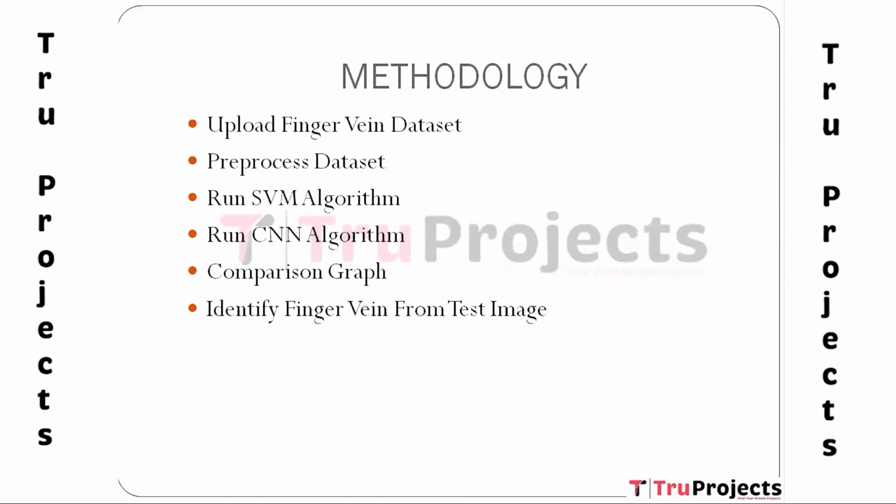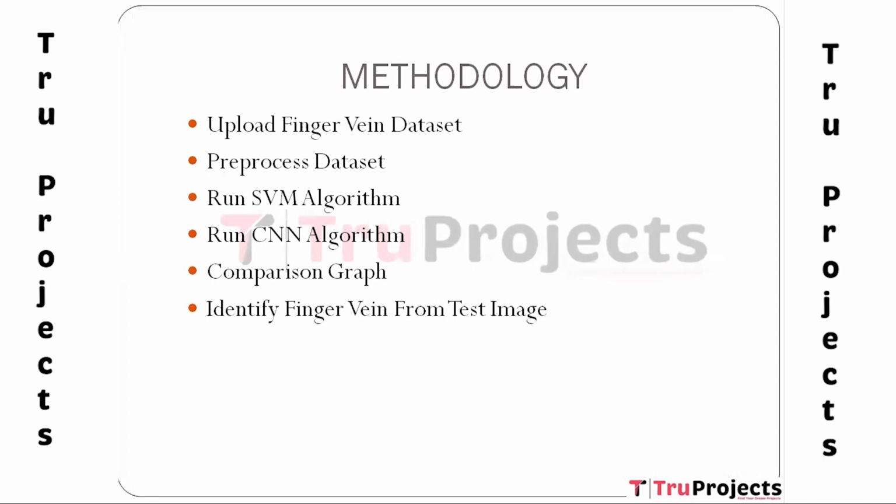Methodologies. To implement this project, we have designed a few modules. First one, upload finger vein dataset. Using this module, we will upload the dataset to the application and then find and plot different persons' fingers found in the dataset. Next module, pre-processing dataset. Using this module, we will read images and resize all images to equal size, then shuffle and normalize the images, and then split the dataset into training and testing, where the application uses 80% of images for training and 20% of images for testing.